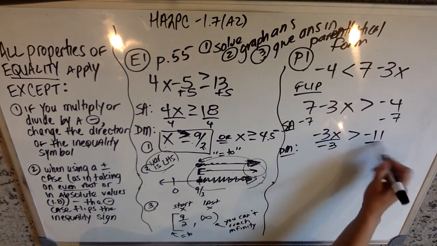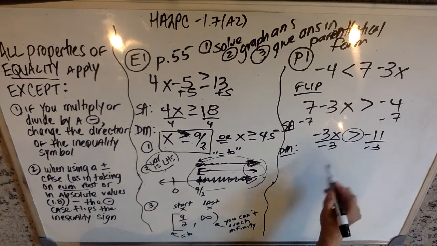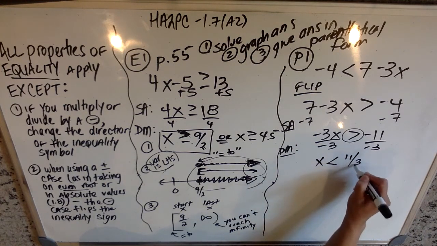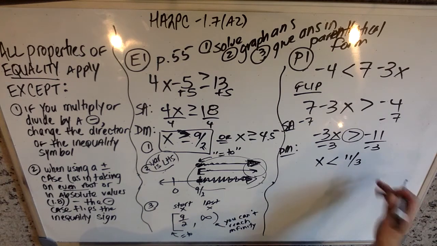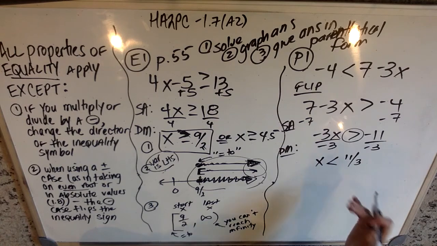So when I divide by a negative 3, I'm going to circle this, and that's my heads up that I need to flip this sign. I do that every time. I've done it every time for years, because that way I just know, hey, I'm not going to accidentally forget to flip the sign. So I get that x is less than 11/3.